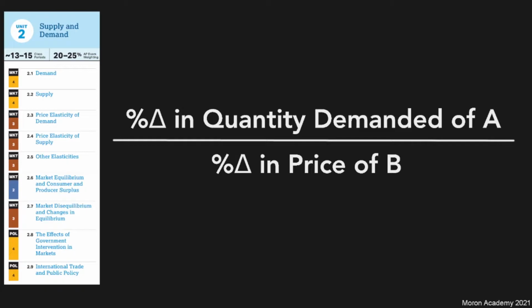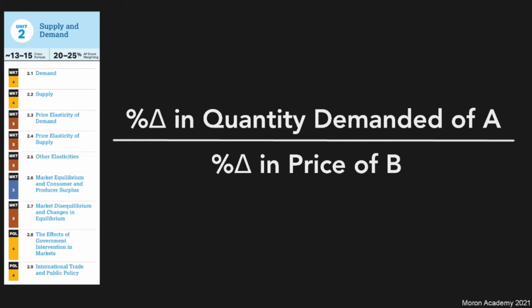A would be a product like cherry pies, and B would be another product, either a complement or a substitute, but the whole point of using this equation is to figure out what the relationship between the two products is. So if A is cherry pies and B is apple pies, we can figure out whether or not they're substitutes or complements to each other.